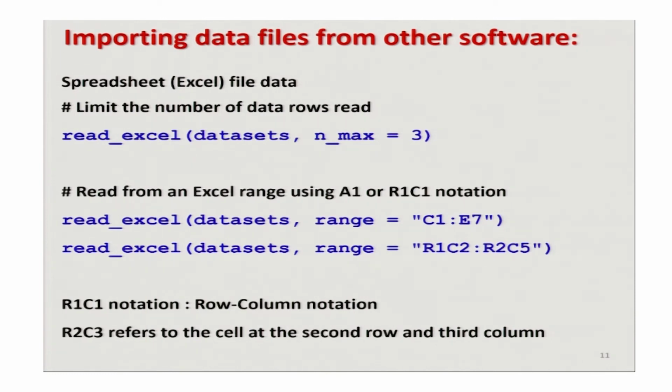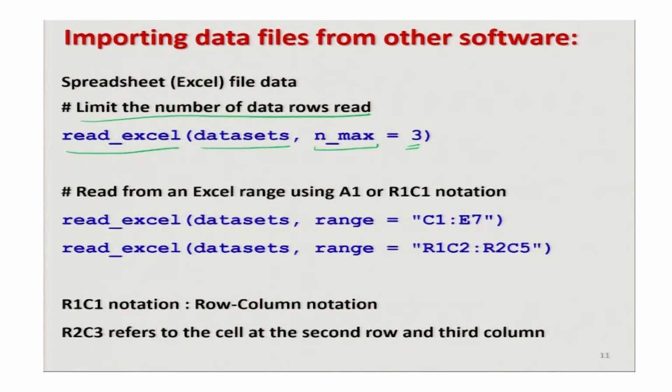Now, in case you want to limit the number of data rows to be read, for example, you want to read only at most 3 rows, then you have a command here. Use the same command read underscore Excel, name of the file, and then use an option n underscore max is equal to, for example, 3.